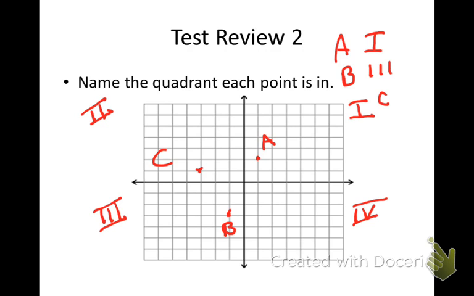What quadrant is C in? Quadrant 2. What quadrant is this point in? Well, it's not in a quadrant because it's on an axis, so that's going to be important to remember. Now, we're going to need these ordered pairs for the next slide.